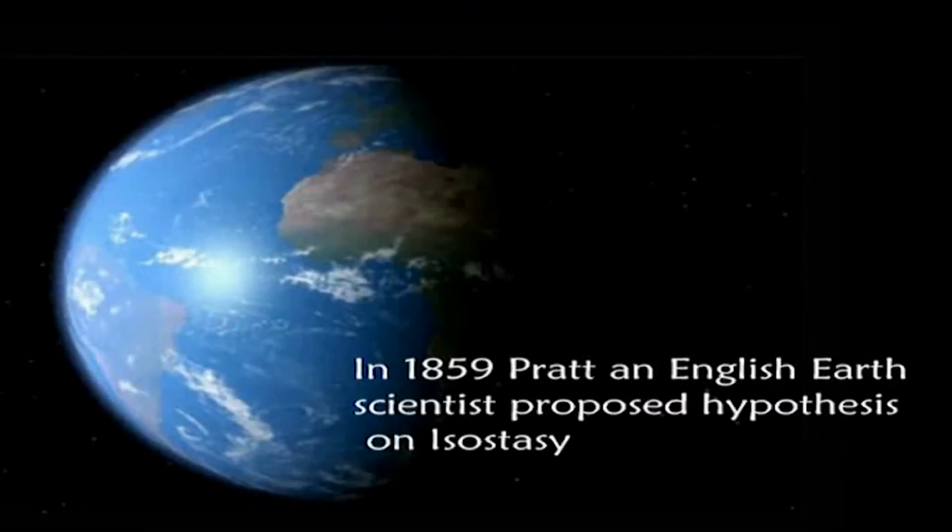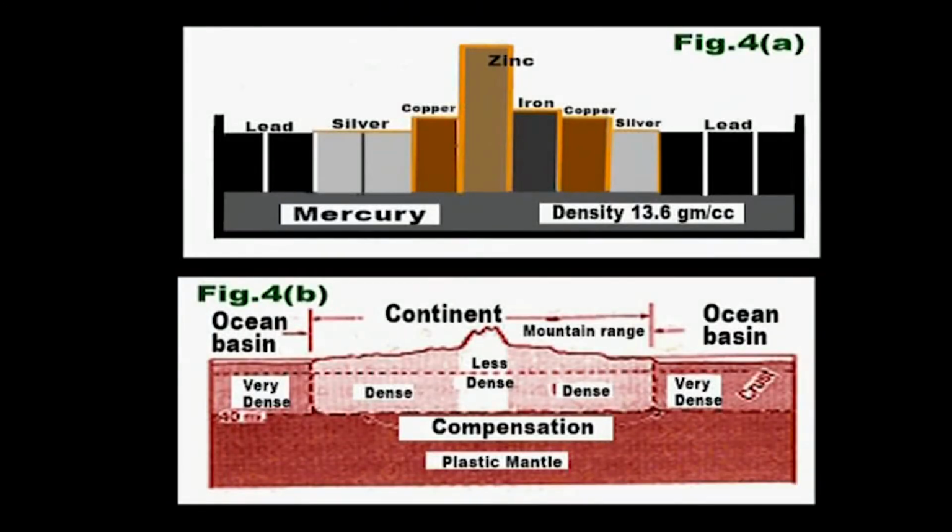A little later, in 1859, Pratt, an English earth scientist, proposed a hypothesis on isostasy. Through an illustrative diagram of his, which is almost similar to Airy's, it speaks about the level of compensation under the isostatic equilibrium in the Earth's crust. For this, you have to see figure number 4a and 4b.